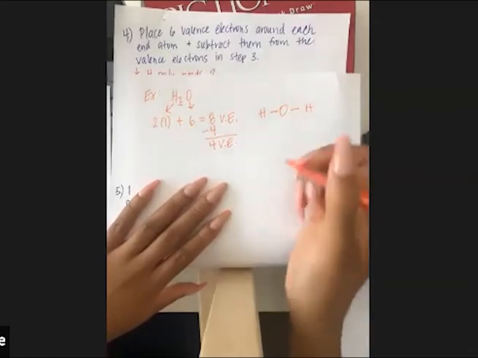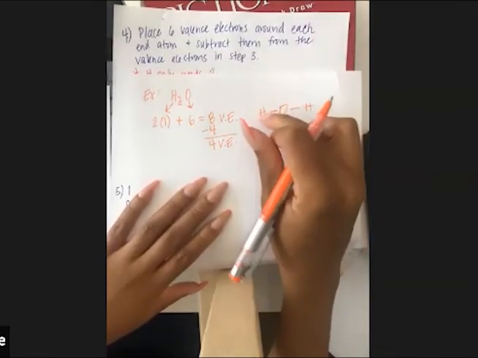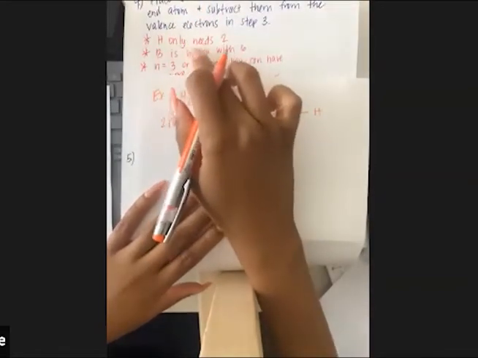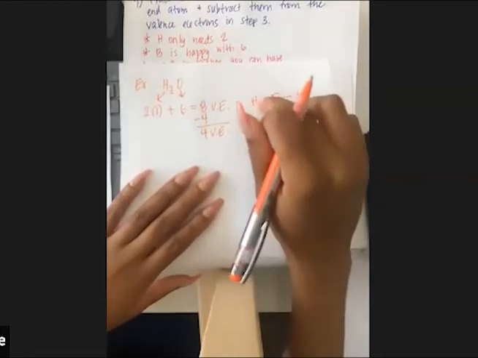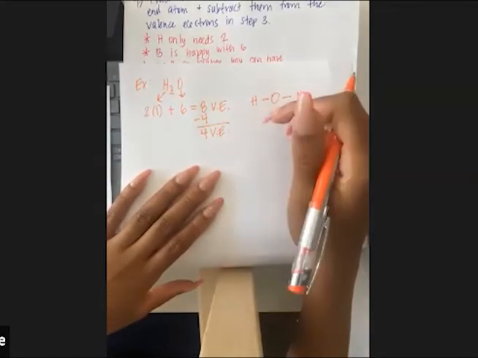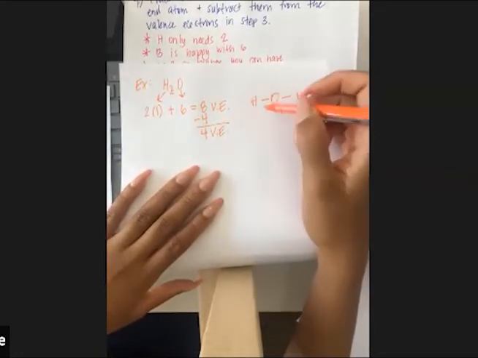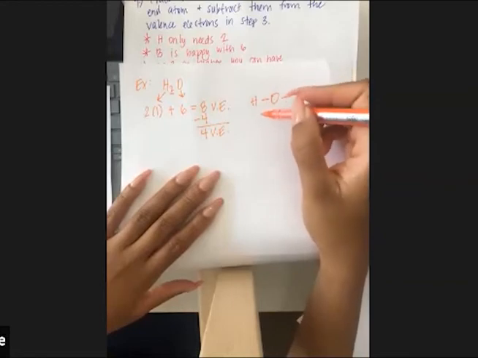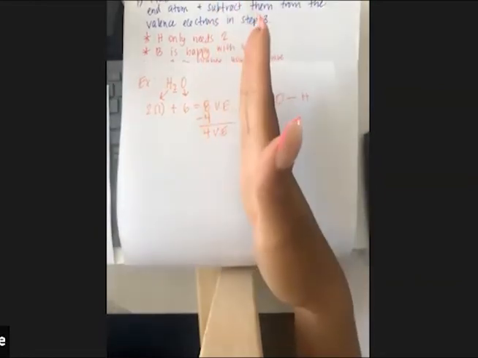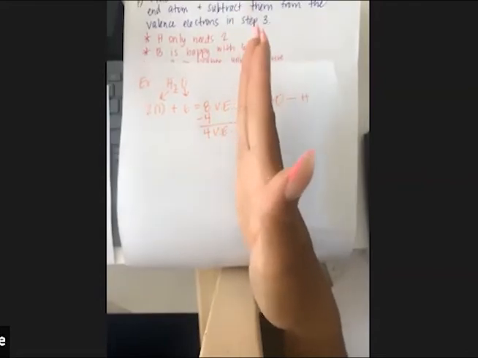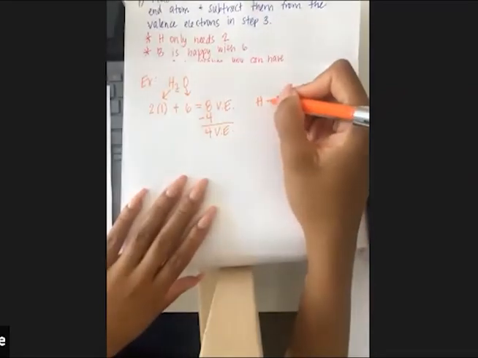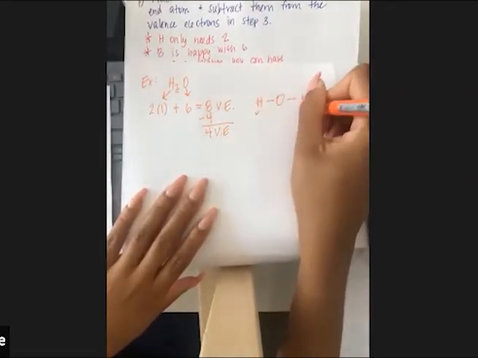Step four says place 6 valence electrons around each end atom. Normally I would place 6 valence electrons around the ones on the end, but one of my stars says hydrogen only needs two. So hydrogen is happy with just 2 electrons that it's sharing with the oxygen. Hydrogen cannot take 6 extra electrons. Hydrogen's in group one. It only has 1 valence electron to begin with. So it's like it has 1 hand. If I'm trying to shake hands or share hands with somebody else, I don't have the extra hands. I can only share 1 hand. So hydrogen's happy with 2. So I can say my hydrogens are satisfied.